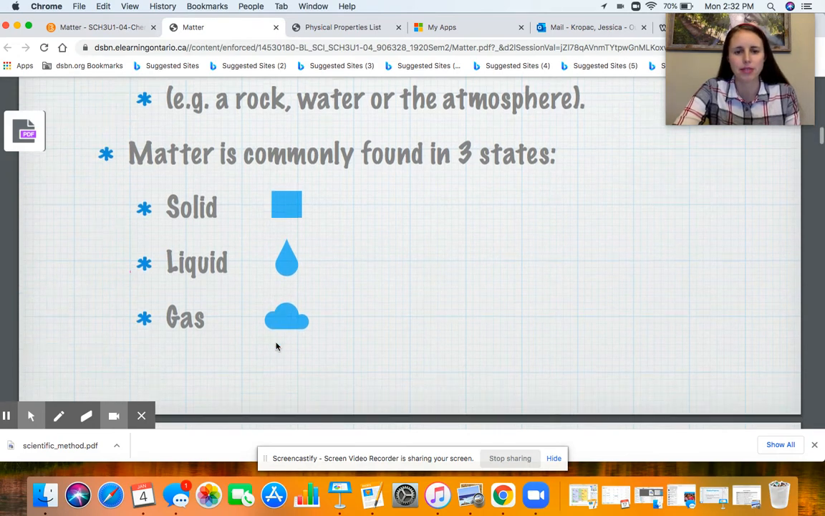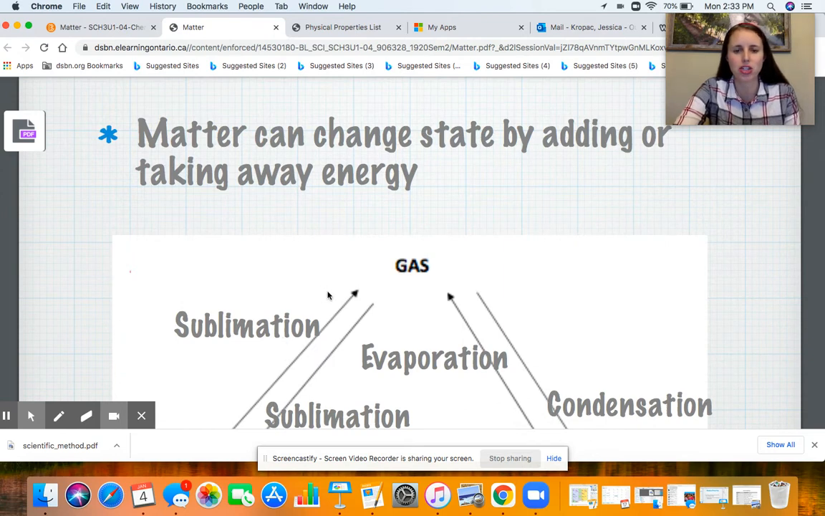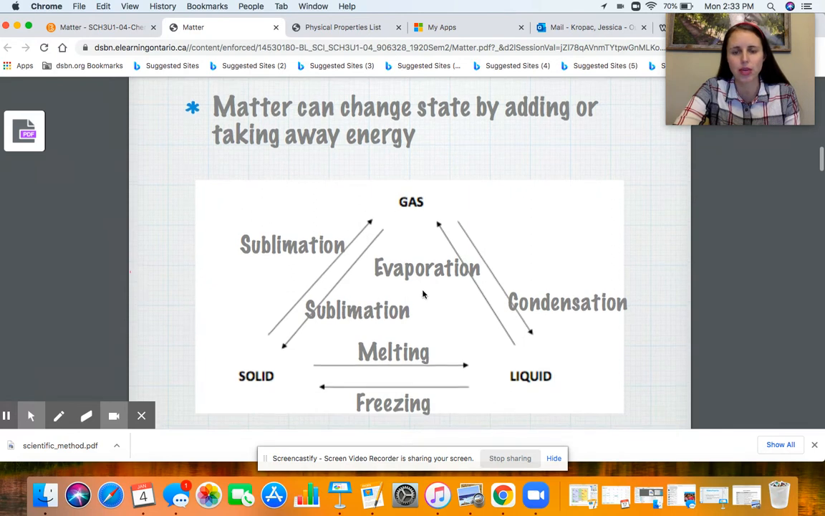Anything that's a gas on our periodic table is typically red. Now, as I mentioned before, matter can change state. Something that's a solid at room temperature could change to a liquid or a gas. It's just a matter of either adding or taking away energy. This diagram looks kind of confusing, but it helps show how you can change states. Let's think about going from a solid to a liquid. A solid is said to have the lowest energy, and a liquid is said to have higher energy.